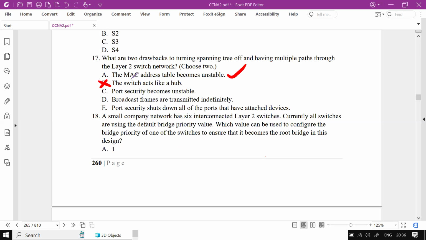Then port security becomes unstable? That has nothing to do with port security. Broadcast frames are transmitted indefinitely. That could be an answer. But is it? Port security shuts down all the ports that you have attached. Definitely not. By elimination, choose two. Those are the two answers.